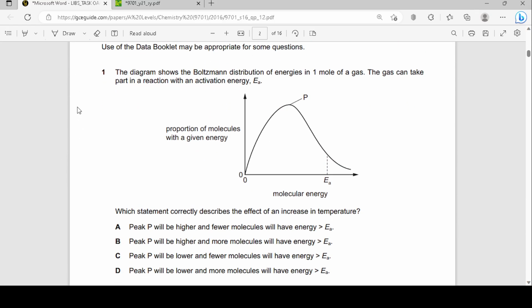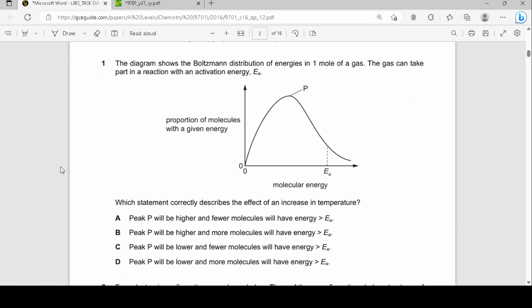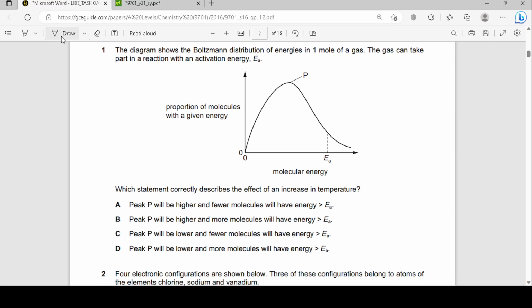The diagram shows the Boltzmann distribution of energies in 1 mole of a gas. The gas can take part in a reaction with an activation energy EA. Which statement correctly describes the effect of an increase in temperature? When the temperature increases, the Boltzmann curve basically just shifts to the right on the x-axis, and the area under the curve remains the same. I'm not very good at drawing the Boltzmann curve, but this peak becomes flatter and moves to the right, and the area remains the same under the whole curve.